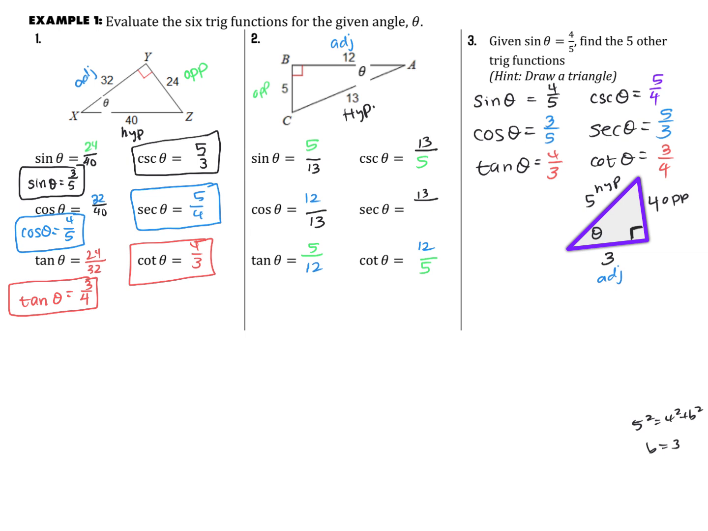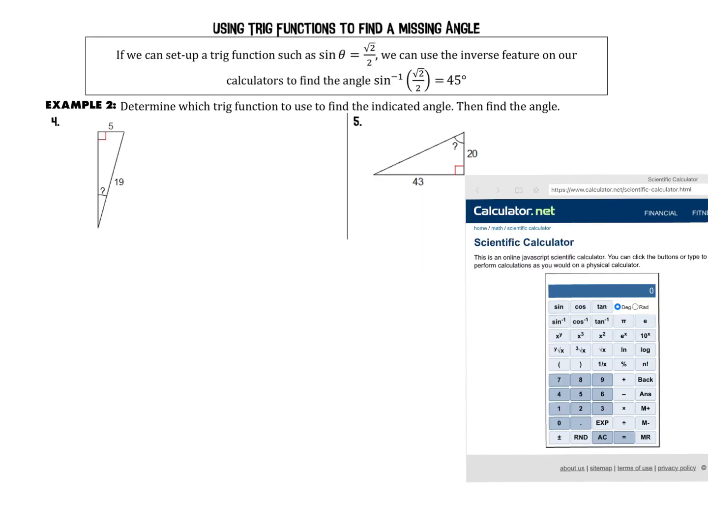So now that we've gotten this idea of how to use an indicated angle to identify the 6 trig functions, let's talk about how to use some of those 6 trig functions to identify what an actual angle is. All right, so go ahead and grab a scientific calculator if you have one. But what I want you to see is if we know that sine of theta is root 2 over 2, there's actually a way on our calculator for us to figure out what theta is.